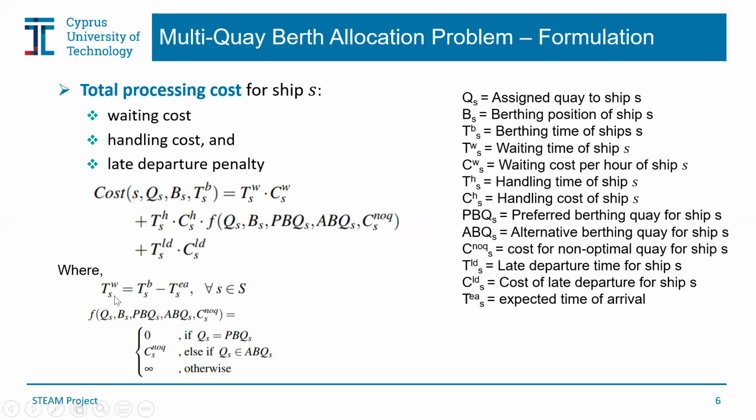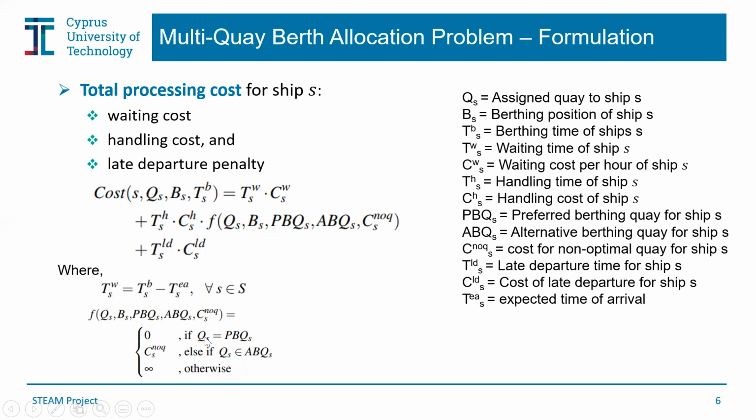Here, the waiting time is equal to berthing time for ship S minus expected time of arrival of ship S. This function calculates a penalty against non-optimal queue. For example, if ship one requested Q2, and our algorithm assigns Q1 instead of Q2, a specific penalty is added in handling cost because of long distance for storing of containers.